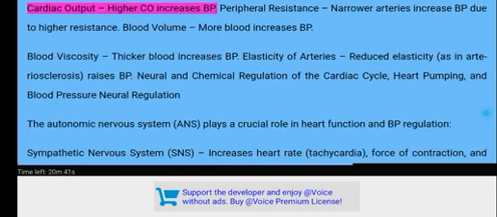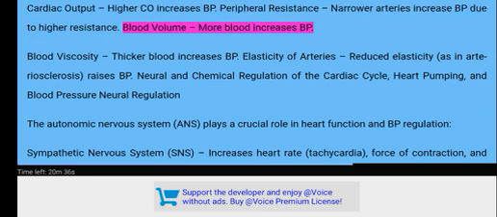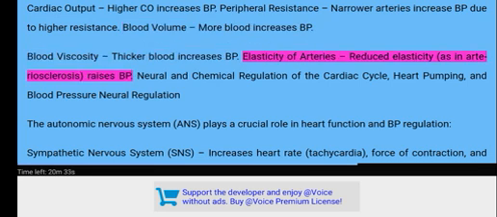Factors affecting blood pressure. Cardiac output: higher CO increases BP. Peripheral resistance: narrower arteries increase BP due to higher resistance. Blood volume: more blood increases BP. Blood viscosity: thicker blood increases BP. Elasticity of arteries: reduced elasticity, as in arteriosclerosis, raises BP.